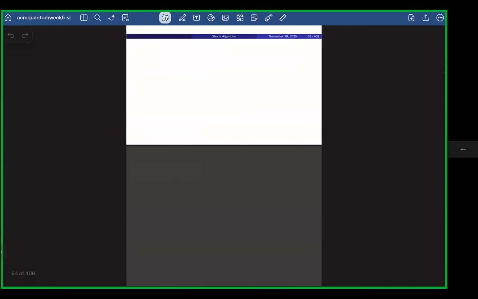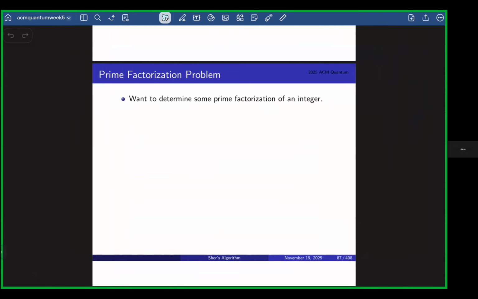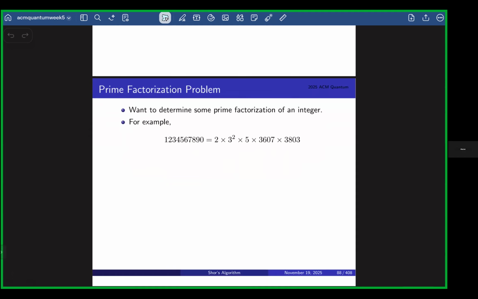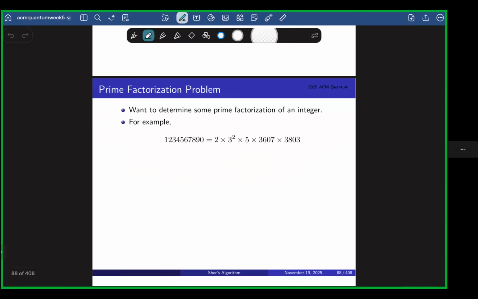Okay, all right. So the overarching problem, this isn't Shor's problem yet, but the overarching problem is that we want to factor or find prime factorizations of numbers. So here's an example. You have some large number, 1234567890, and here's its prime factorization. So 2 is a prime, 3 is a prime, 3 squared, 5 prime, and then these two large numbers.